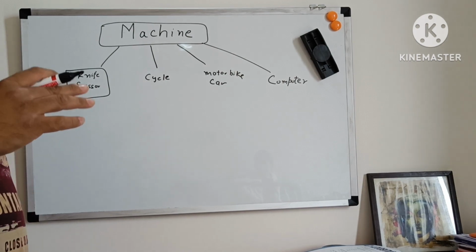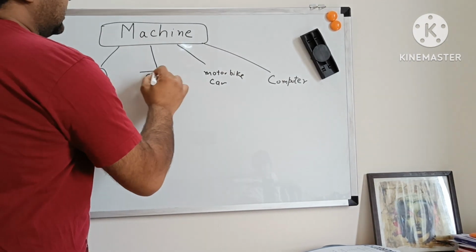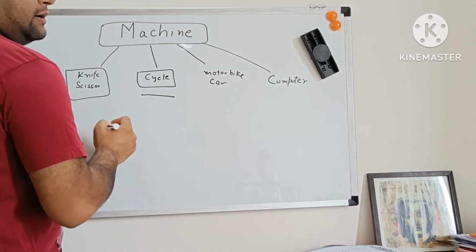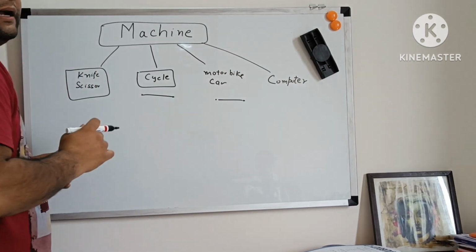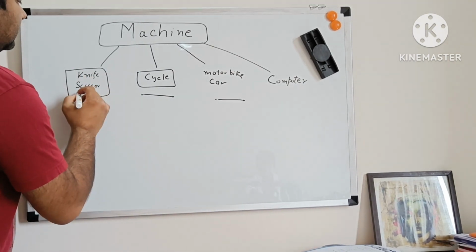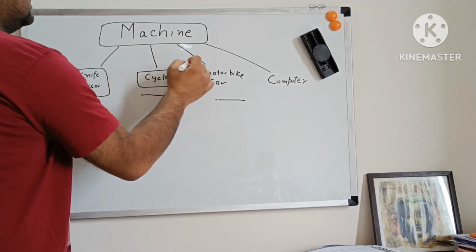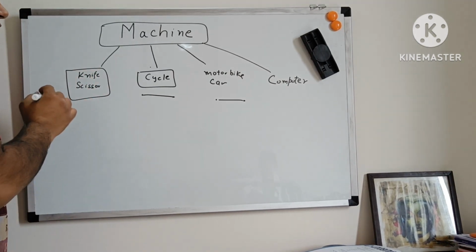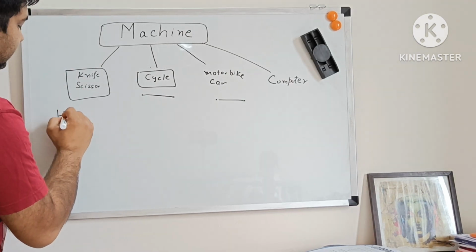These are all what make our job easier, right? Cycle is also used to take us from one point to another. Motorbike is even much faster than cycle, right? So all these things are types of machines only. This is also a machine. What is a machine then? These are all human made things.